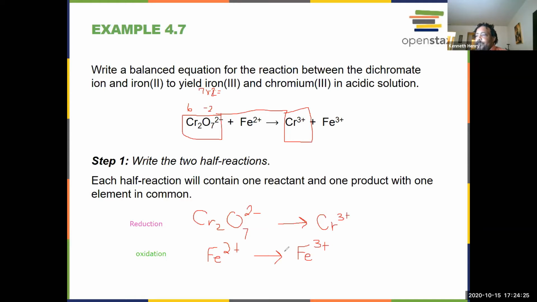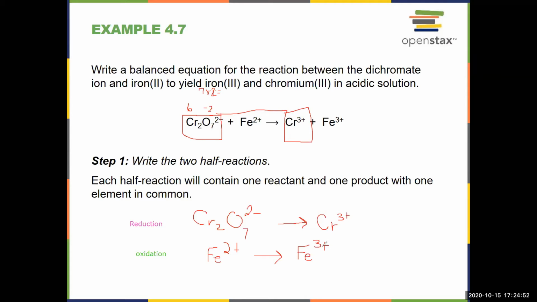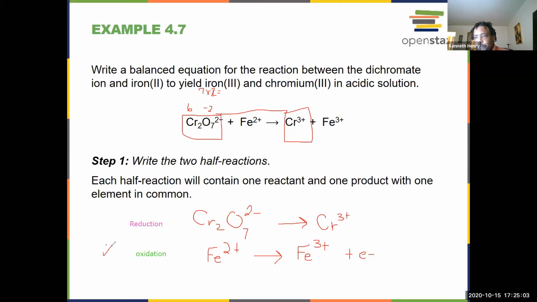How can I fix it so this would be a correct reaction? Are there any oxygens here? Are there any hydrogens here or anything like that? No. So what's happening? How can I go from 2 plus to 3 plus? We add an electron to the product side. Okay, so we're good here, right? So we just check it off temporarily.